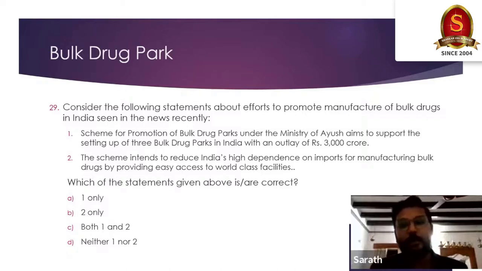The scheme intends to reduce India's high dependence on imports for manufacturing bulk drugs. So during COVID, there was this problem. India is a huge pharmaceutical hub, we are defined as the pharmacy of the world, but we are dependent on Chinese imports for active pharmaceutical ingredients, API. We do produce a lot, but we are also dependent on imports from there. To reduce the import dependence and to make India truly Atmanirbhar in the context of pharmaceuticals is why this particular scheme was launched. So the second statement is correct. The first statement is wrong because it's not the Ministry of Ayush, it is the Department of Pharmaceuticals that is involved in this. B, 2 only, is the correct answer.